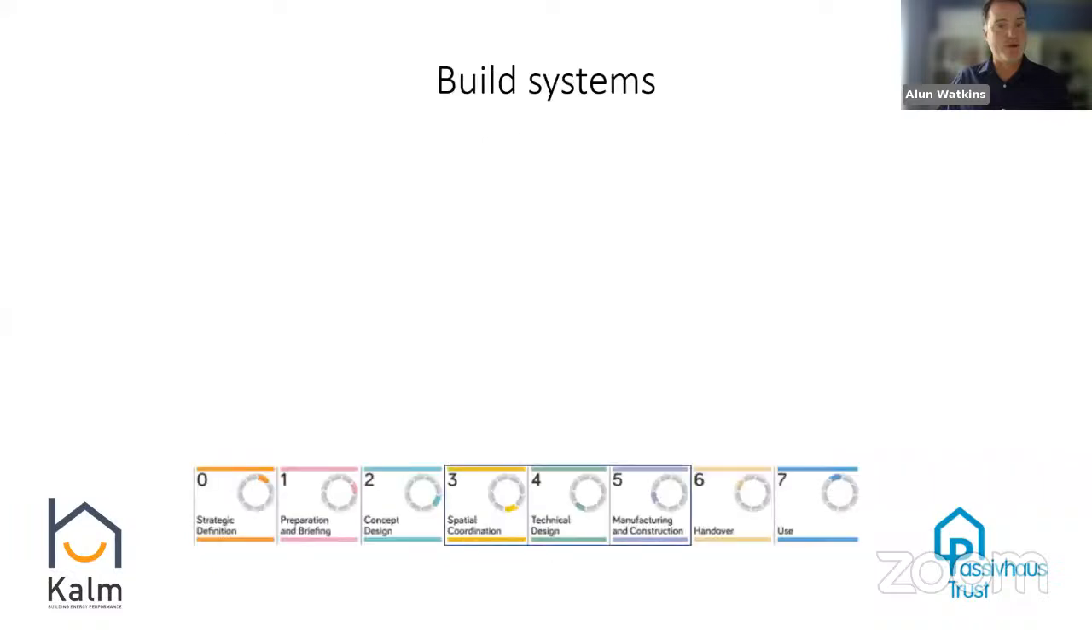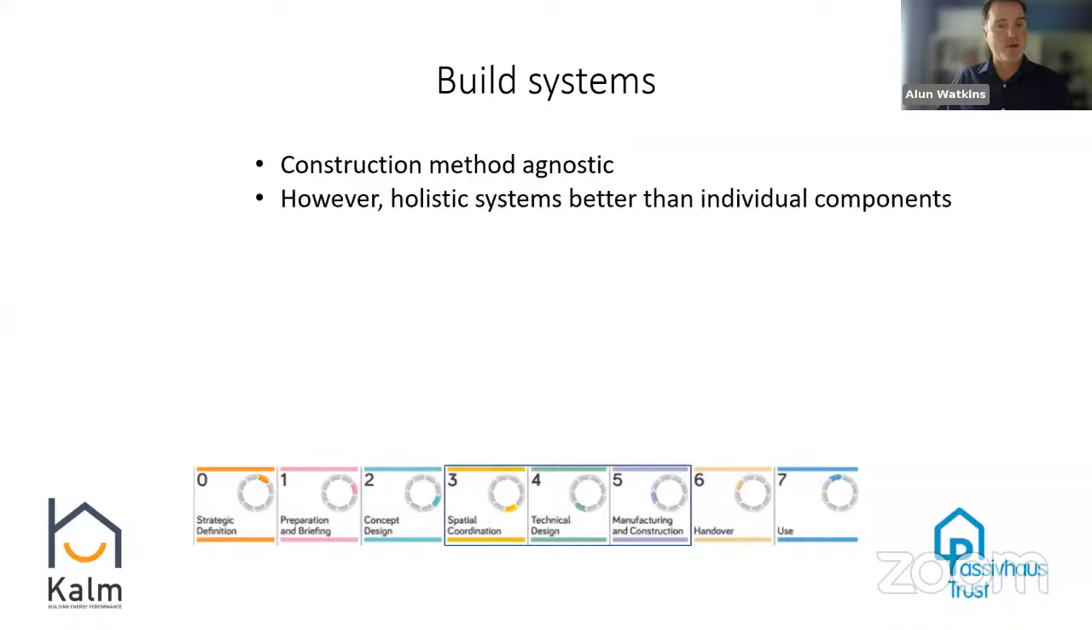Quick word about build systems. As Sarah said, construction method agnostic in terms of Passivhaus, AECB, any kind of high performance buildings. It doesn't really matter whether you're going timber frame or masonry build, for example, it can be done. However, it is often better to work with tried and tested systems rather than individual components. It just makes life a little bit easier.